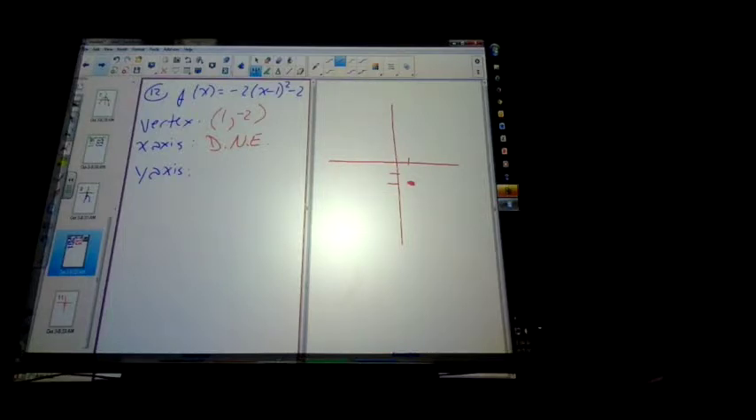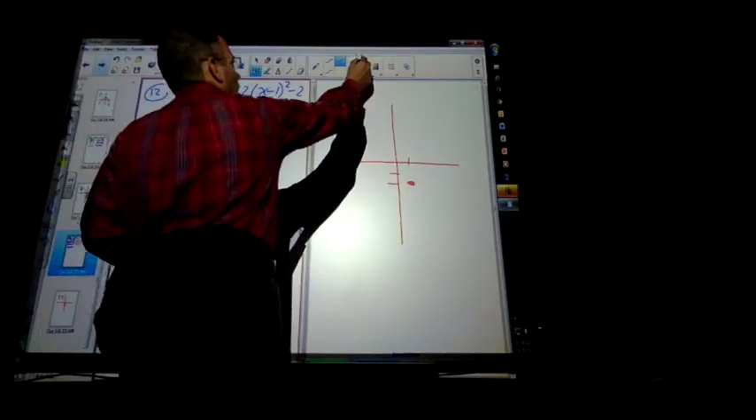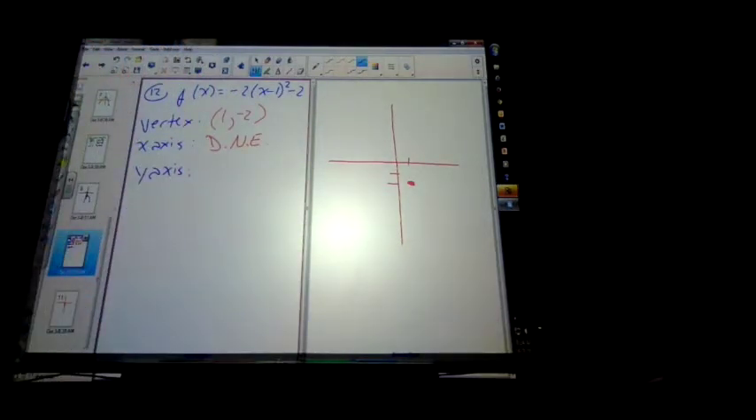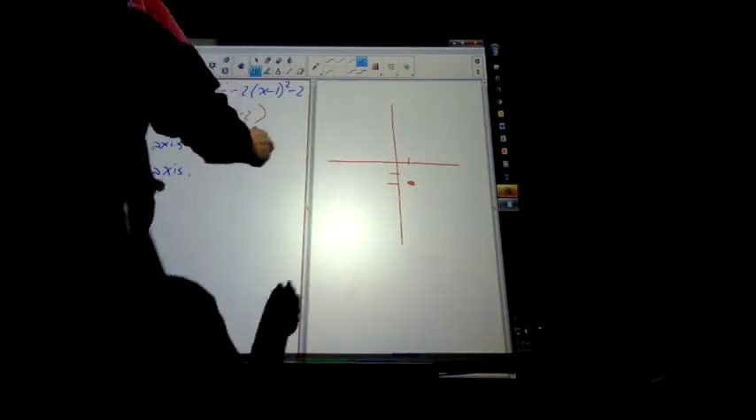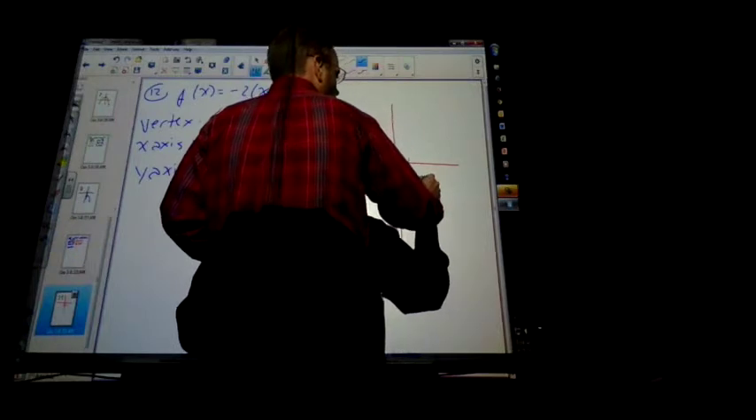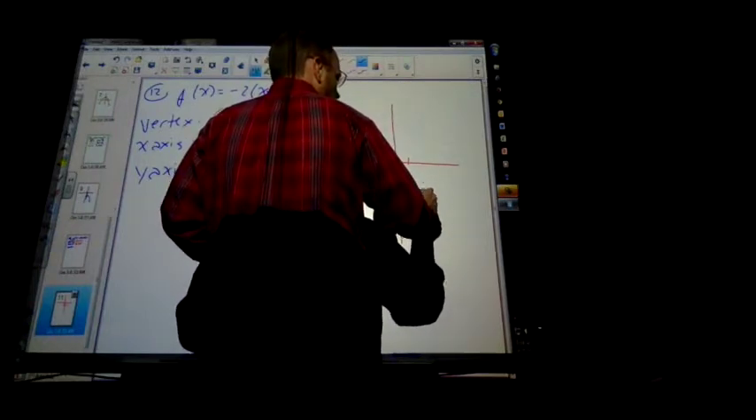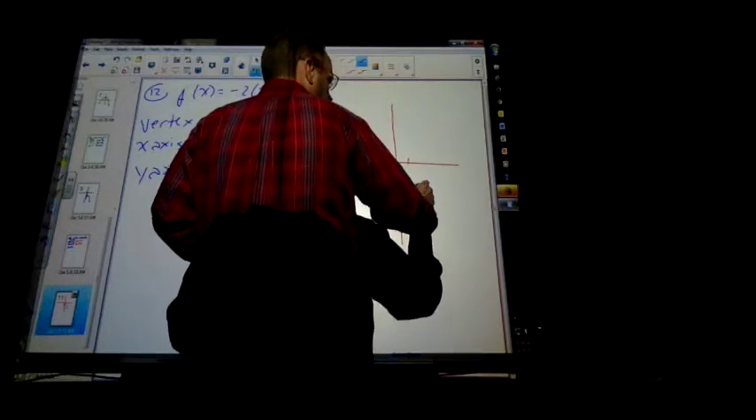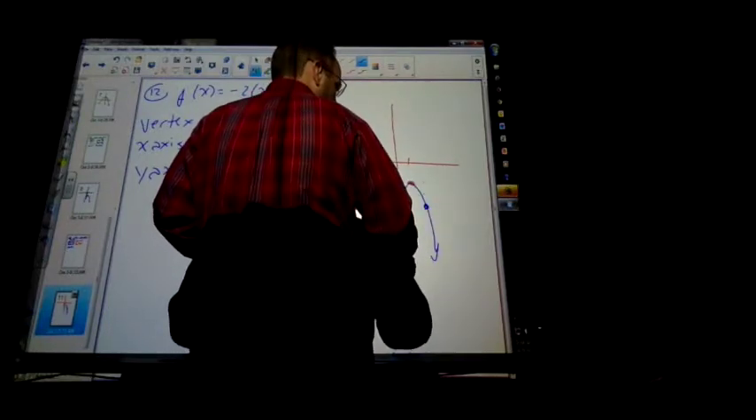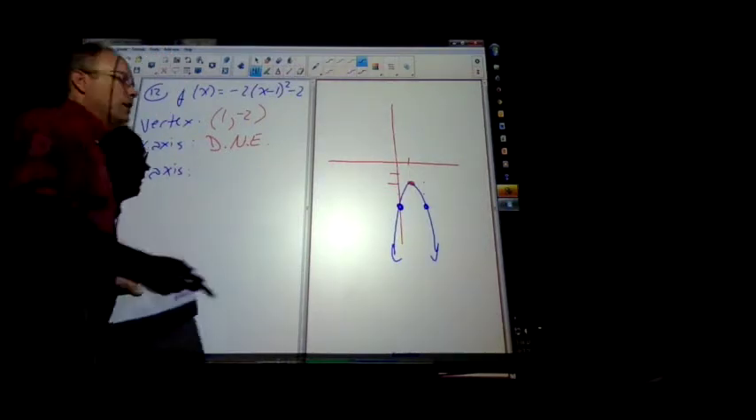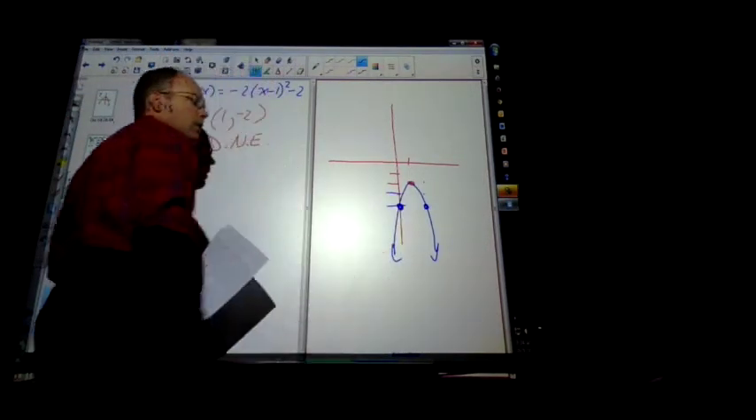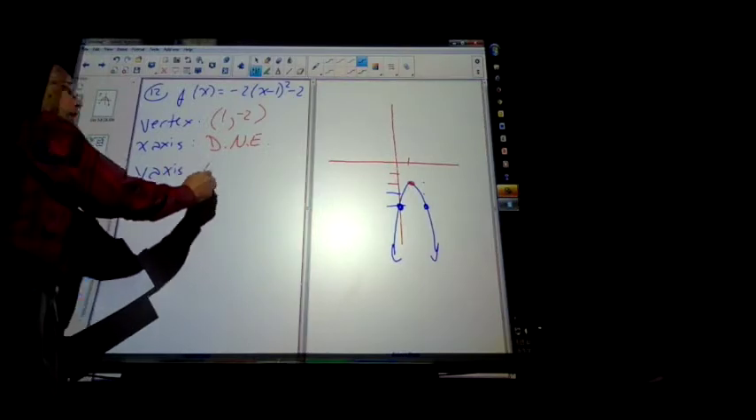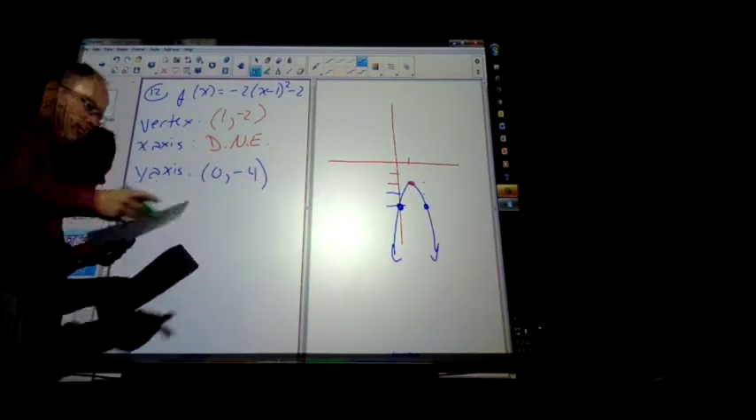We might once we pattern graph. When I pattern graph this, I'm going to go right one and left one from the vertex and down how many? Two. Why is it two? With that constant out front. Did I find where it crosses the y-axis? (0, -4). Perfect.